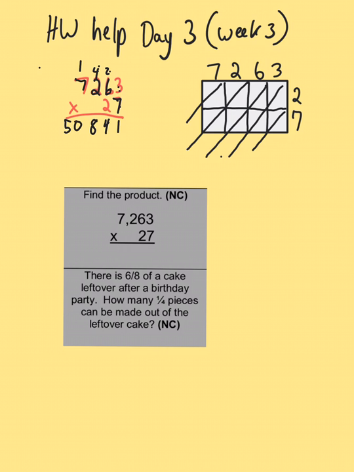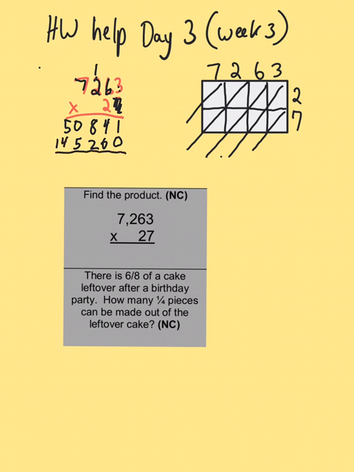Okay, now I'm going to erase these carried numbers up there, and I'm going to continue. So don't forget to fill in your 0 before you start, and I'm done with the 7. Now I'm going to multiply the 2 all the way through. 2 times 3 is 6. 2 times 6 is 12. Carry the 1. 2 times 2 is 4, plus 1 is 5. And 2 times 7 is 14. Being very careful to keep everything lined up.